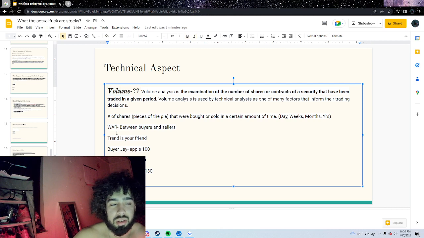aka volume, what it does, the war between buyers and sellers, the trend is your friend, and then we discussed obviously today, where it was just an example of the volume and how it works.